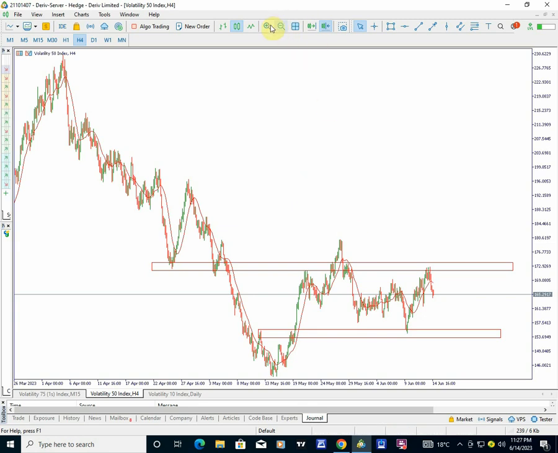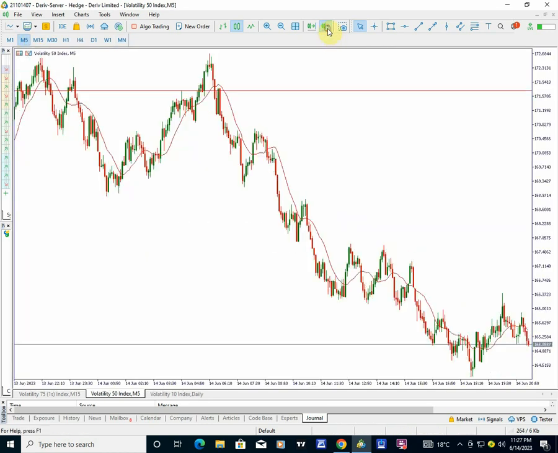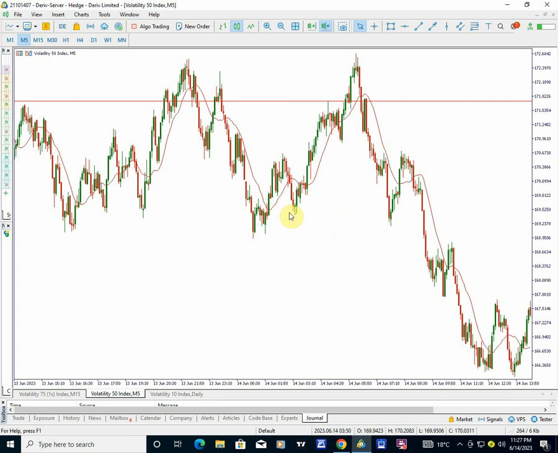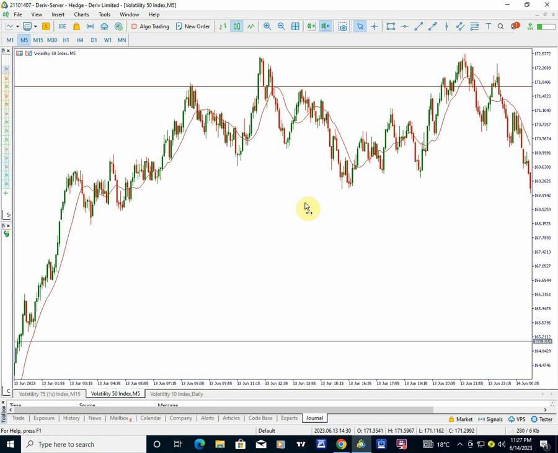So let's look at why we would get an entry to sell right here, or we did not get an entry, maybe we are still getting an entry. After the market reached our key area, let's go on a 5-minute time frame and see what happened right there. As you can see, the market made a lot of noise right there.